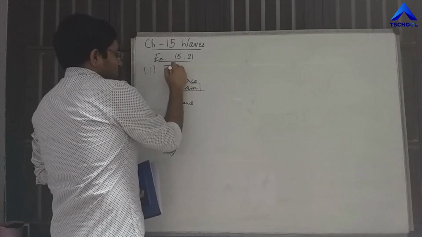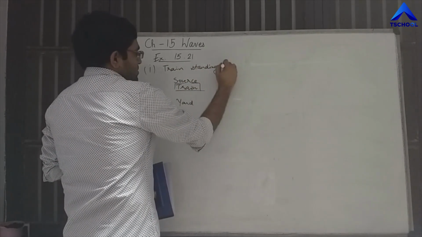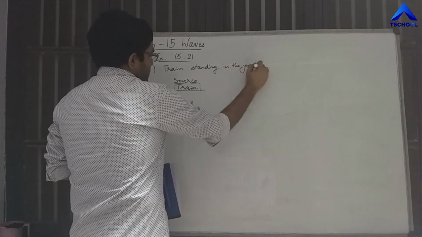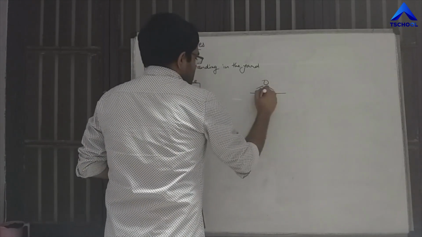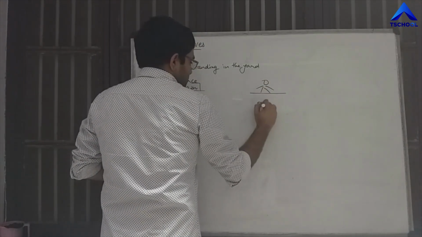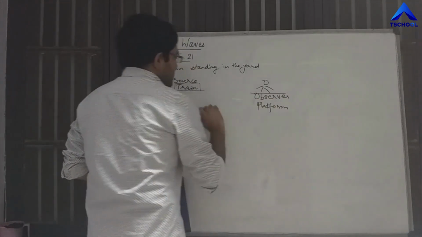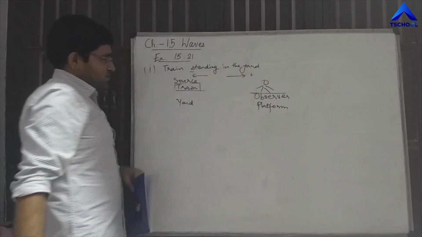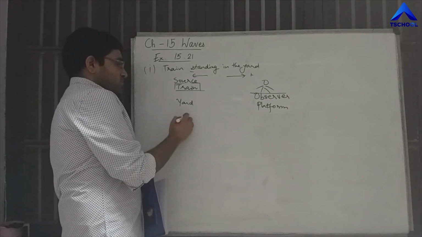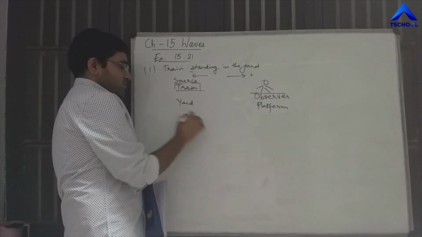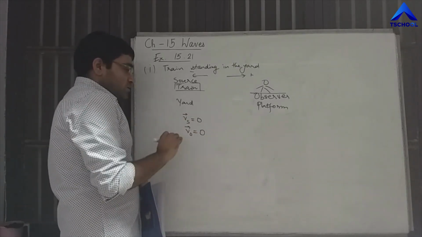Case 1, train standing in the yard. Okay, right, and now wind is blowing, and now here's the observer, right, on the platform or the station. This person is the observer. We will take right side positive, left side as negative. So let's put all the details. The source, the train, is stationary, so Vs vector is 0. Observer, well, not moving, 0.